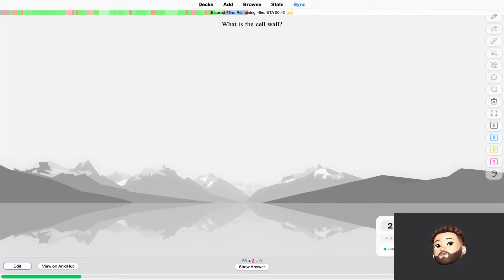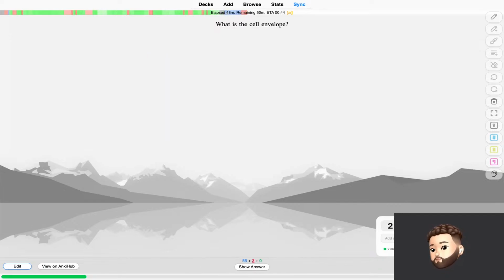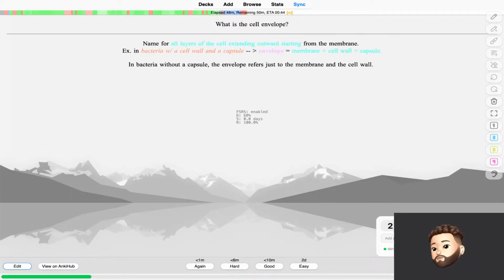It's the rigid barrier. I don't know. What was it? Rigid structure that forms the outer barrier of the cell. What is the cell envelope? It's all of the layers extending outwards, starting at the cell membrane.